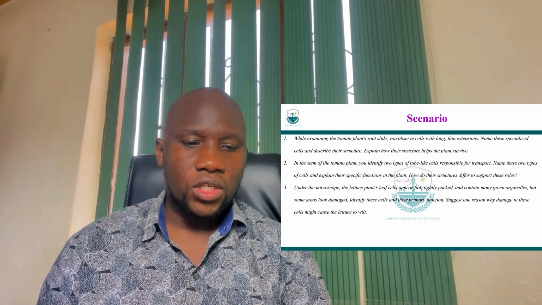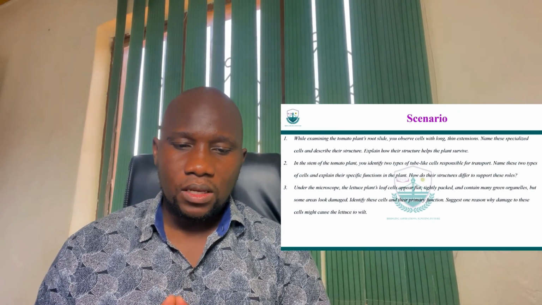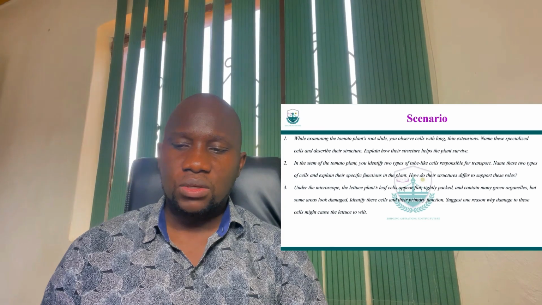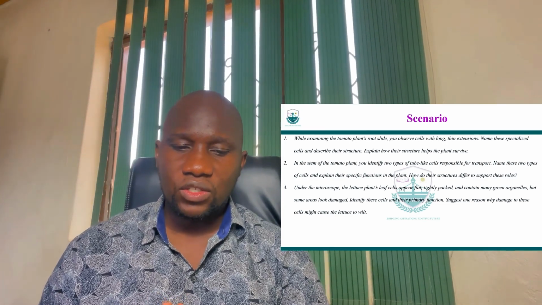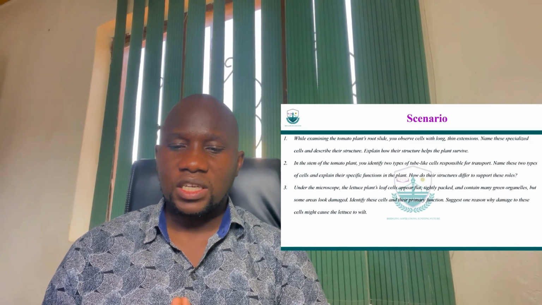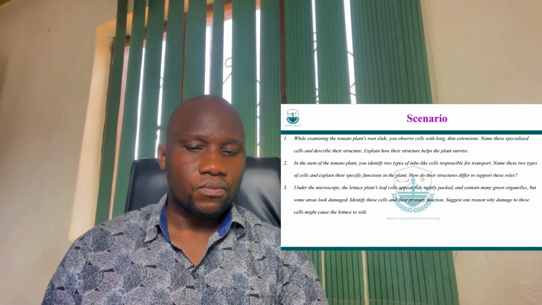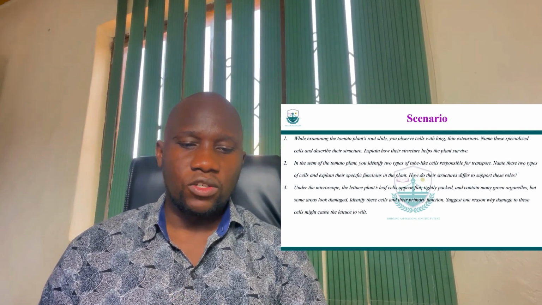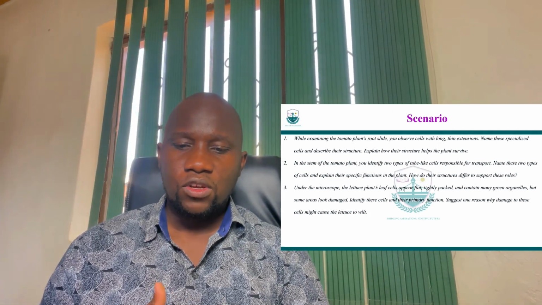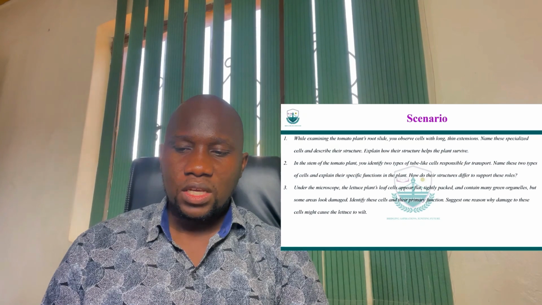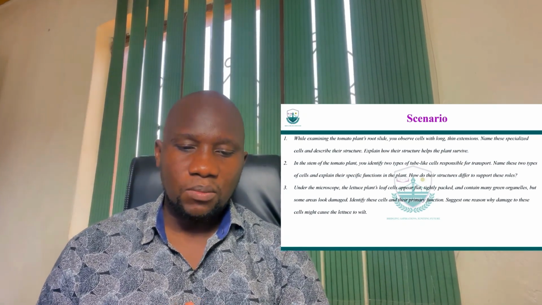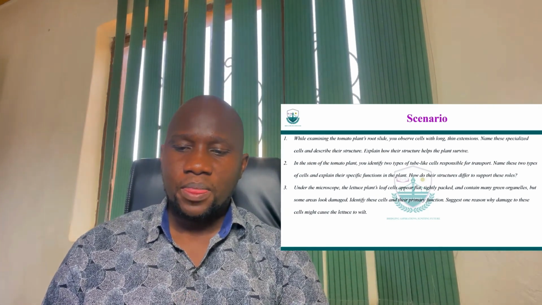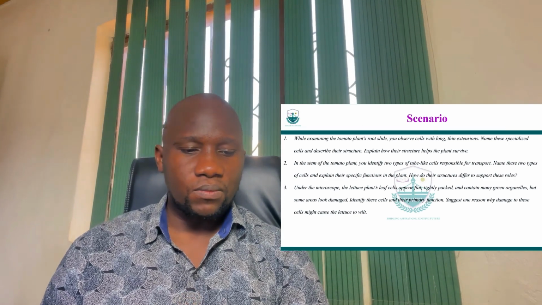Okay, so the first question is, while examining the tomato's root slide, you observe cells with long, thin extensions. Name these specialized cells and describe their structure. Explain how their structure helps the plant to survive. In the second question, in the stem of the tomato plant, you identify two types of tube-like cells responsible for transport. Name these two types of cells and explain their specific functions in the plant. How do their structures differ to support these roles?